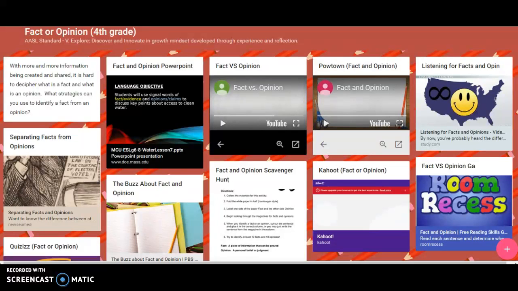The next 3 resources are online games that can be played to distinguish between facts and opinions. They include Kahoots, Room Resource, and Quizizz. It is important for you to understand the difference between a fact and opinion because it will help you evaluate the reliability and usefulness of any text you encounter in the future. And you will have to be able to know the difference between reliable information and non-reliable information.